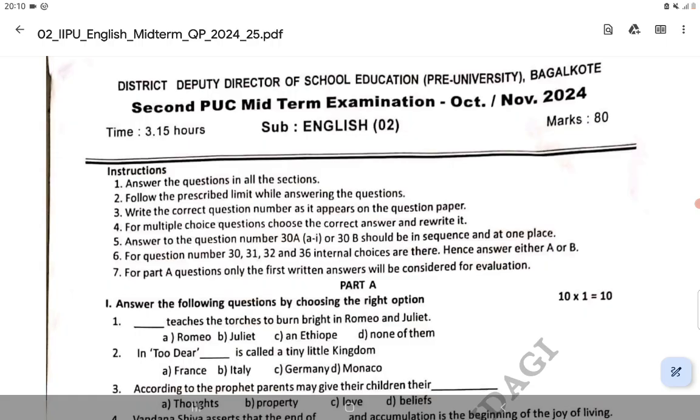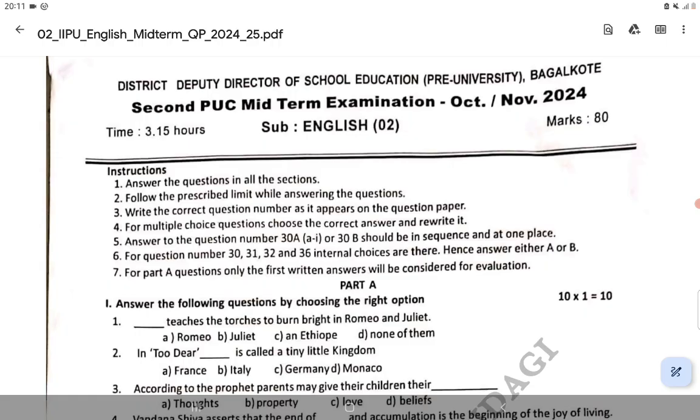Done. Next, for question numbers 30, 31, 32, 36, internal choices are there. So all these questions will have internal choices. You can answer either question. It's up to you. Hence answer either A or B.